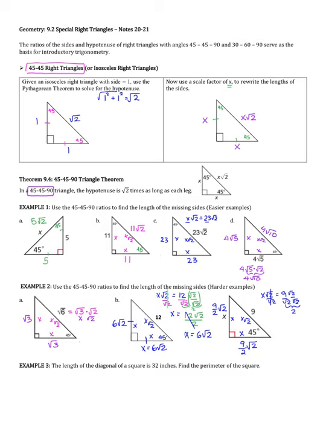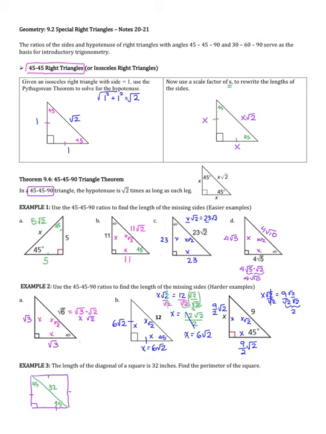All right, let's try a word problem. The length of the diagonal of a square, well, we know that a square has 4 sides and 4 right angles, and we have a diagonal here, and that also means these are 45, 45, because it bisects those right angles. The diagonal is 32, and they want us to find the perimeter.